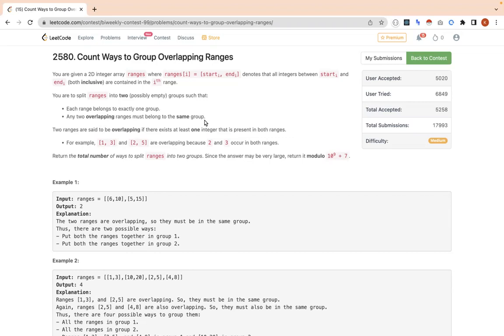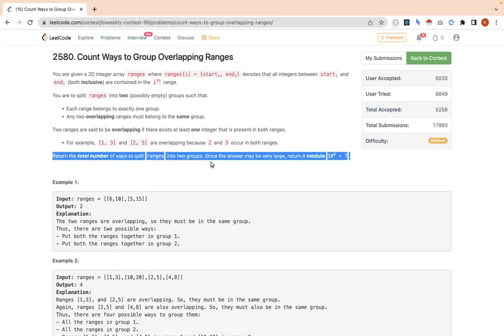So if any two ranges are overlapping, like here if we take 6, 10 and 5, 15, a few numbers are overlapping. So if we place one of these ranges in one group, we have to place the other one also. We have to find the total number of possibilities, in how many ways we can split these into two groups. So we'll take an example and continue from there.